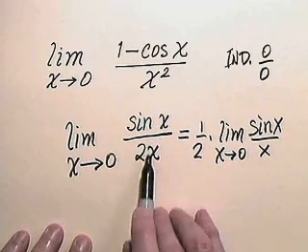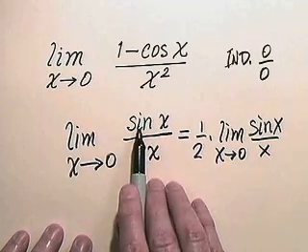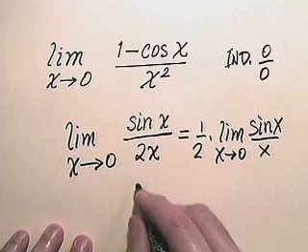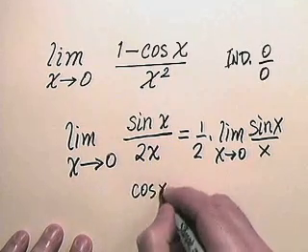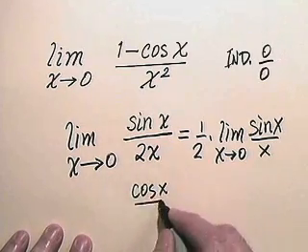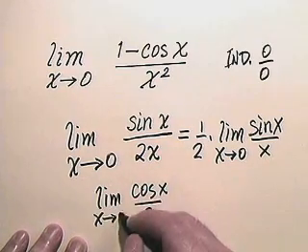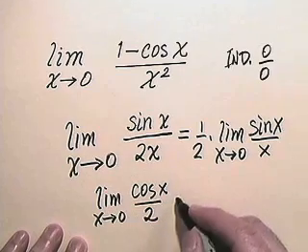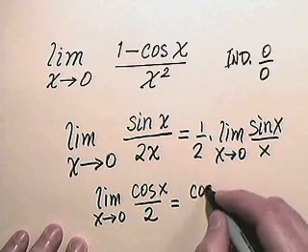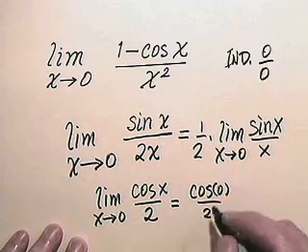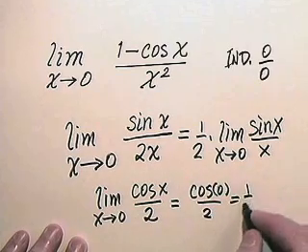But let's use L'Hopital's rule again. What's the derivative of sine x? Well, the derivative of sine x is cosine x. What's the derivative of 2x? That's 2. So now we want to take the limit as x approaches 0 of cosine x over 2. Well, that's now simply cosine 0 over 2, which is 1/2.